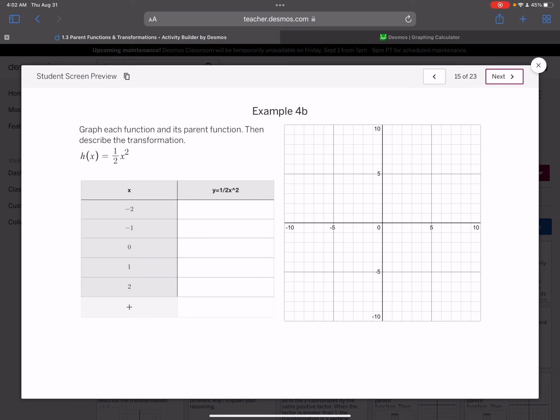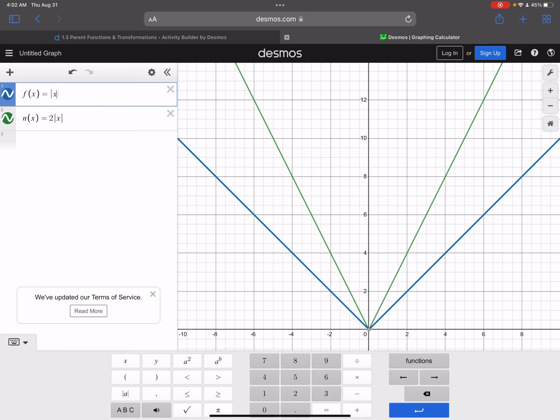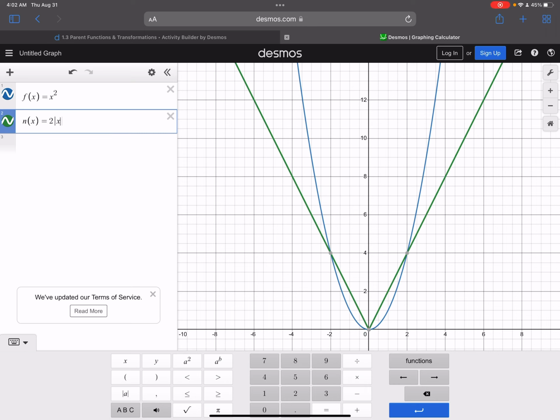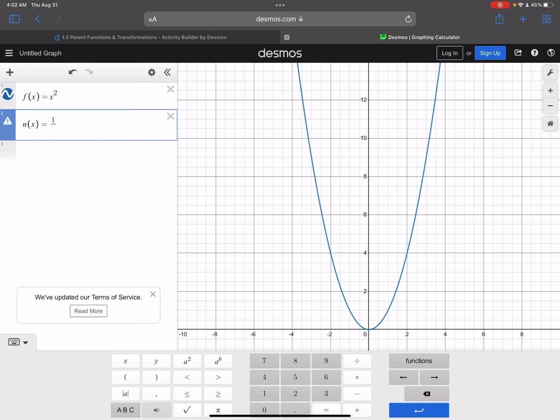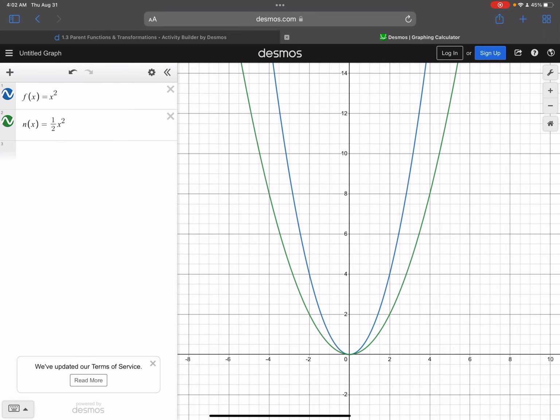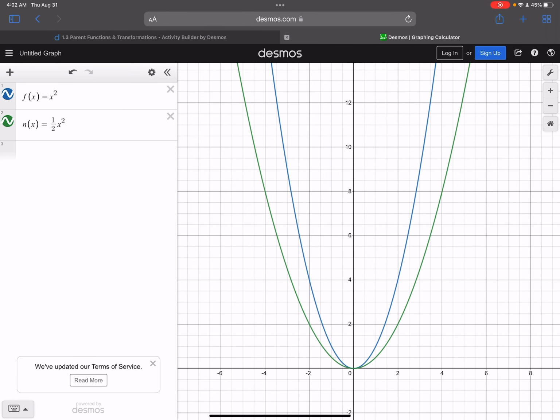All right, next one. So I lied. We're just going to use the calculator. 1/2 x squared. So I'm working with quadratics, so I'm going to have x squared as my parent function. And then 1/2 x squared. So from blue to green, my parent to my transformation, it's like somebody is hydraulic pressing this graph. They're pushing it out. So this would be a vertical compression. And again, you can see that factor of 1/2, that's between 0 and 1. So that's how I know it's a vertical compression or a vertical shrink.